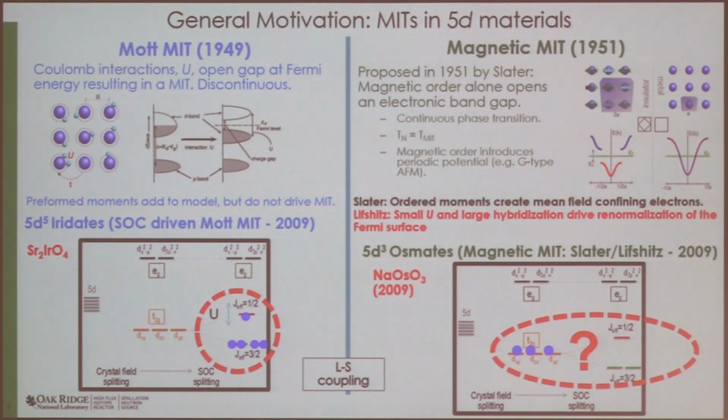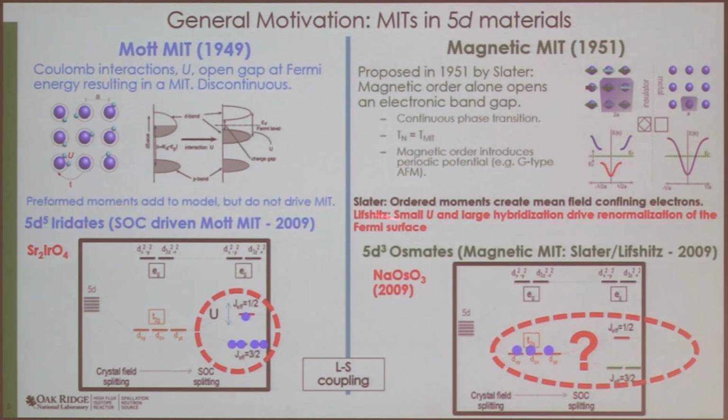The alternative end of a potential metal to insulator transition was proposed by Slater, where magnetism alone is the driving factor to create an insulating ground state. This is typically continuous. The magnetic ordering has to occur at the same temperature, and you need a certain type of magnetic order that creates a periodic potential that can localize the electrons and drive the insulating ground state. In the Slater model, you have these ordered moments that create a mean field that confines the electrons.